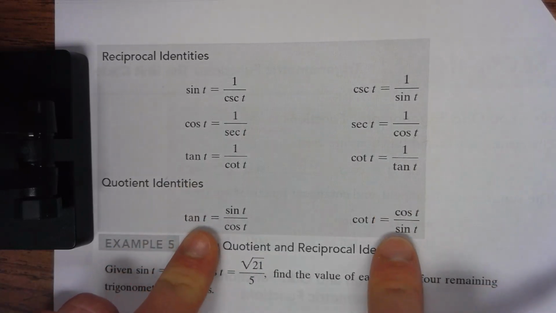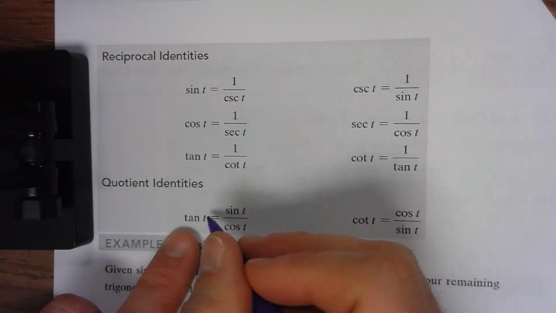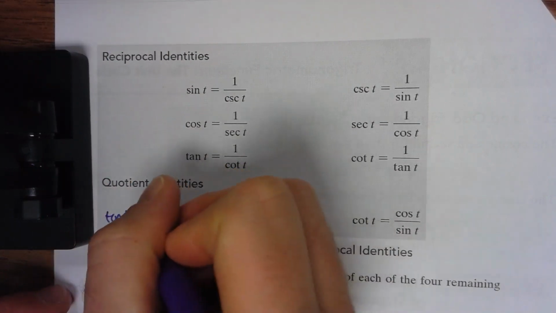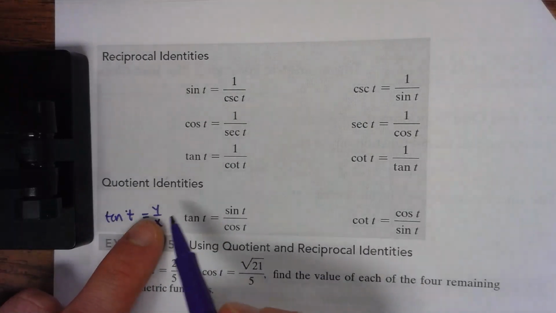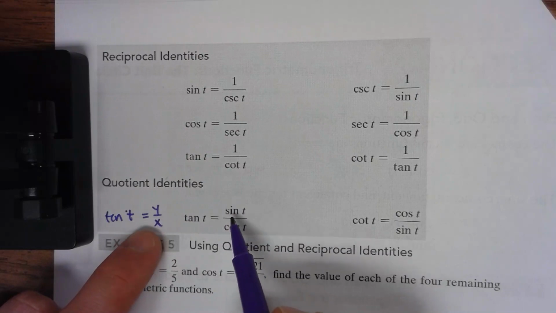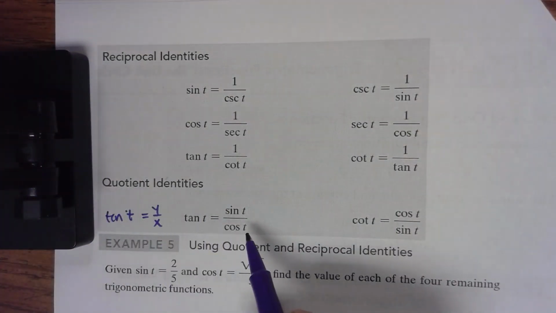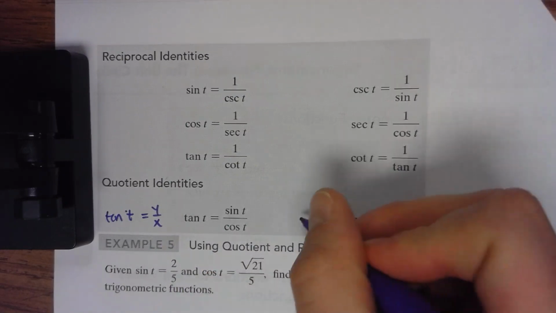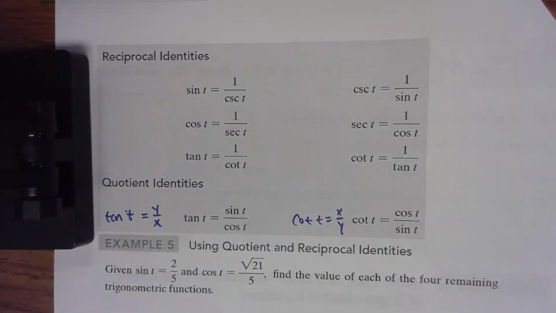The bottom ones here are called the quotient identities. Now, where this comes from, remember that one of the first things we learned with these trig functions is that tangent of t is equal to y over x. Well, y is equivalent to sine of any angle, hence why we have sine up top here, and x is equal to cosine of any angle, that's how we get the cosine in the denominator. So it's derived from the fact that tangent of t equals y over x. And same idea with cotangent. That's x over y, where x is cosine of t and y is sine of t.